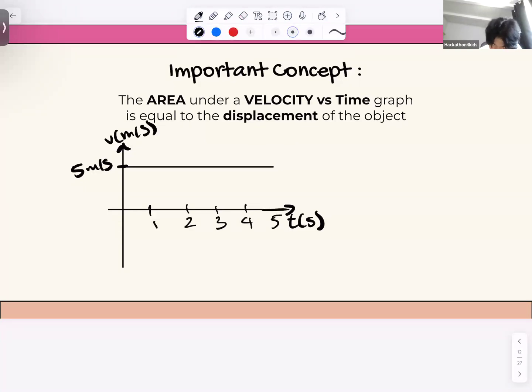Oh, I accidentally erased that. So from 0 to 5 seconds, what would his displacement be? It would be the area under this graph all the way from 0 to 5 seconds, right? So let's find the area. But actually, no, sorry. So what is this area that we're solving for? It would be the velocity times time, right? Because that is the area of this rectangle.